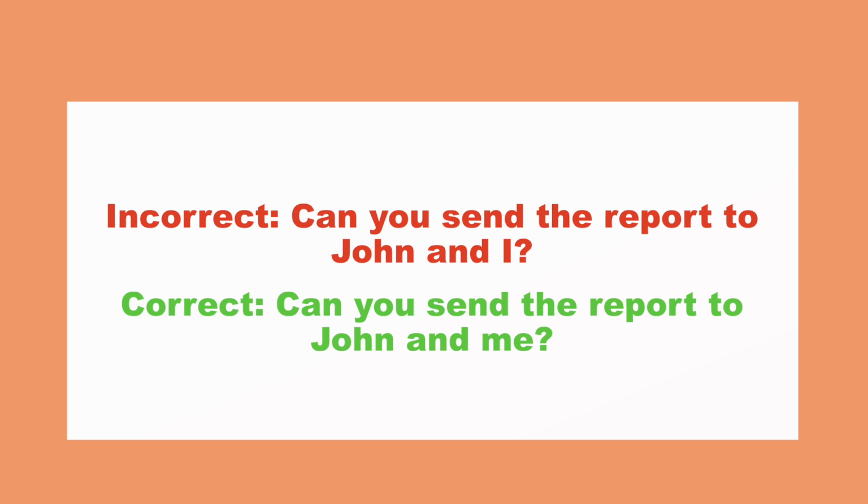But if you hear, "can you send the report to John and I?" That's not right. It should be, "can you send the report to John and me?" Because the report is being sent to you, not by you. You're receiving the action, which is why me is the correct choice. Getting me and I right makes a big difference in how polished your language sounds. It's like wearing the right outfit for the right occasion. It shows you know the rules and can play the part professionally.